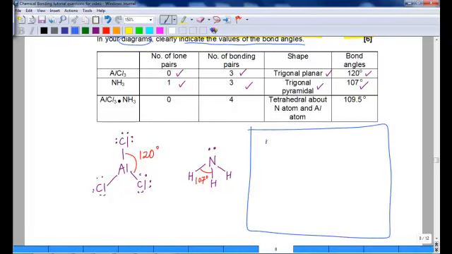And in this case, how do we draw the addition product? The addition product is important because you need to show the shape as well, around the atom. So in this case, let's just try.